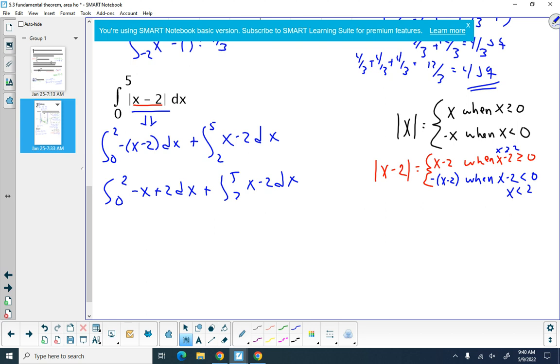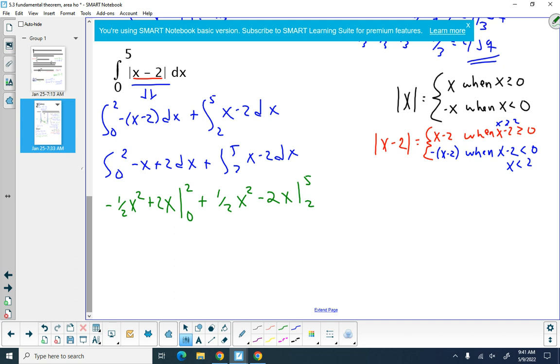So now we have two definite integrals we have to evaluate. We have negative x plus 2, taking our negative through, and then we just have our x minus 2. So evaluating our antiderivative, we have negative 1/2 x squared plus 2x. We need to evaluate from 0 to 2. Added to that, 1/2 x squared minus 2x that we have to evaluate from 2 to 5. Oh, I lost my negative sign there. So we have two antiderivatives we have to evaluate.